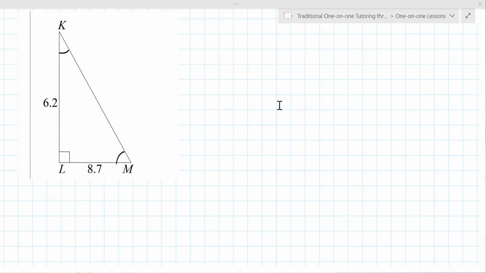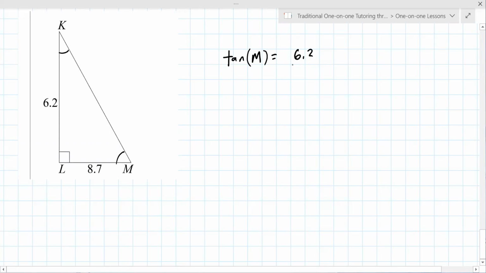So here, I'm gonna write this out so you can see how this works. Tangent of M, we don't know M, equals. Do you remember tangent is it? What is it in terms of the sides from the previous problem? Do you remember that? Opposite over adjacent. Yeah. So it's 6.2 over 8.7.